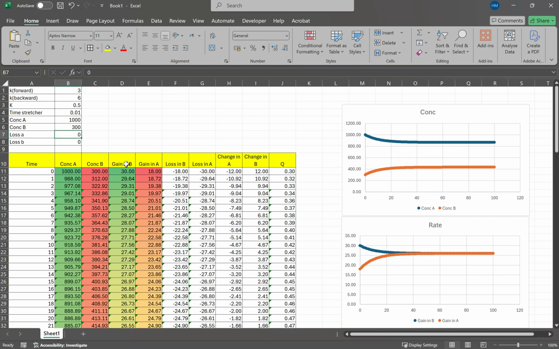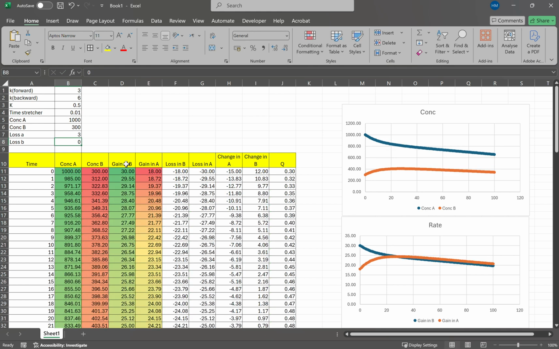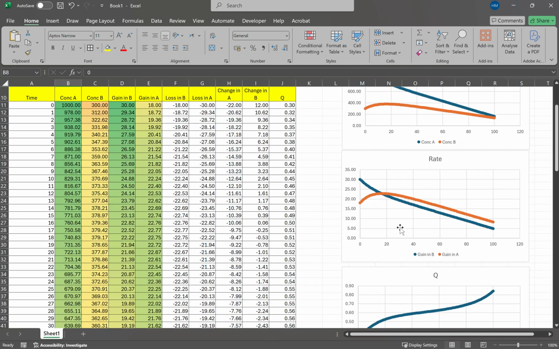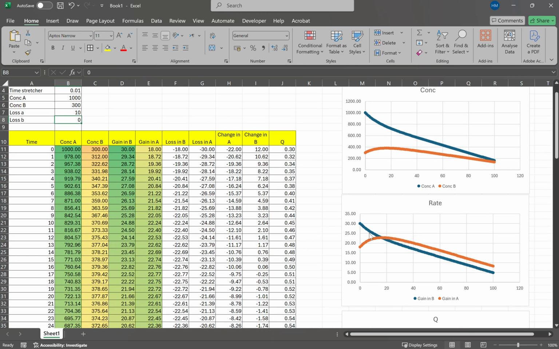Okay, so at the moment we're not losing any A. It's a closed system. But if suddenly I let some A sneak out each time, let's say 3 sneaks out, then you can see straight away that my graphs start to go a bit funky. If I make a little bit more escape each time, whoa, some strange things are happening, because suddenly our rate lines are not meeting, and they look like they're never going to meet.